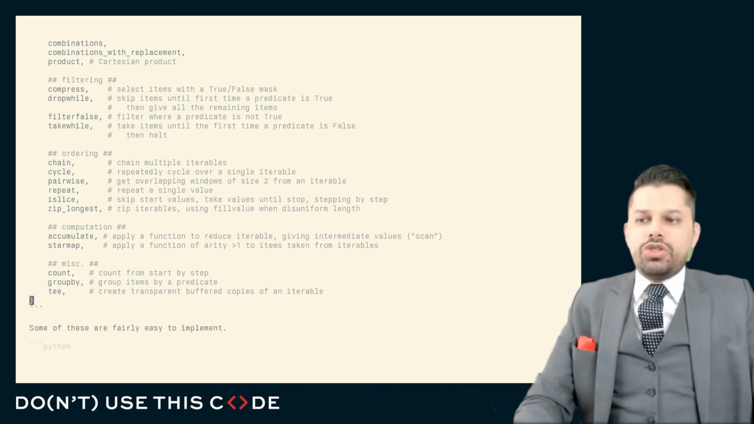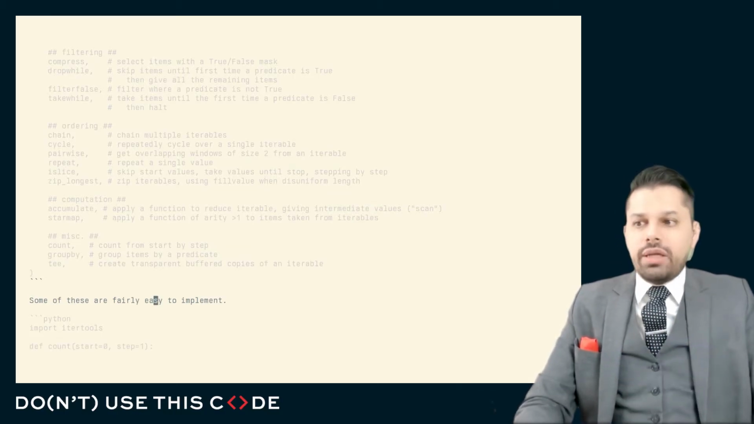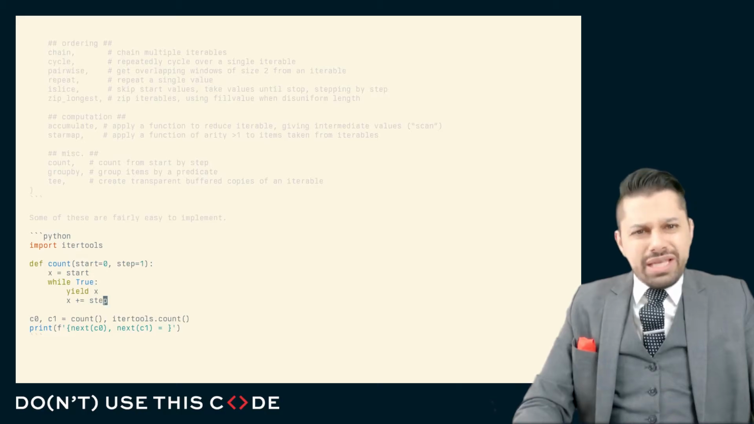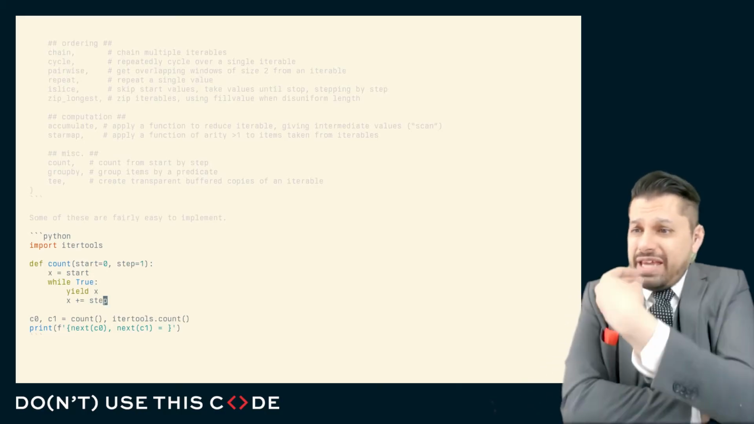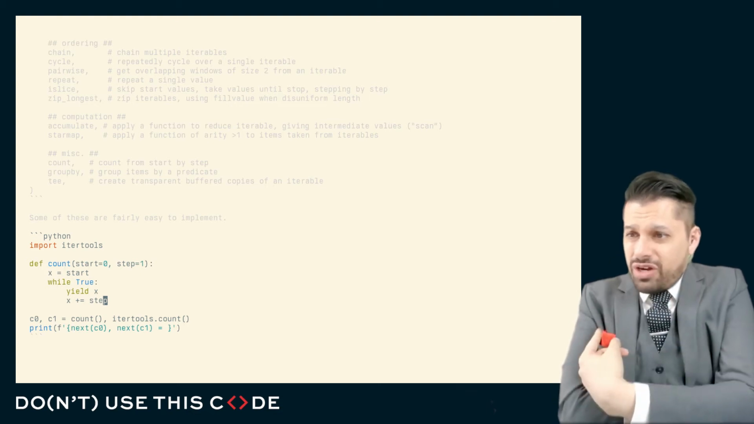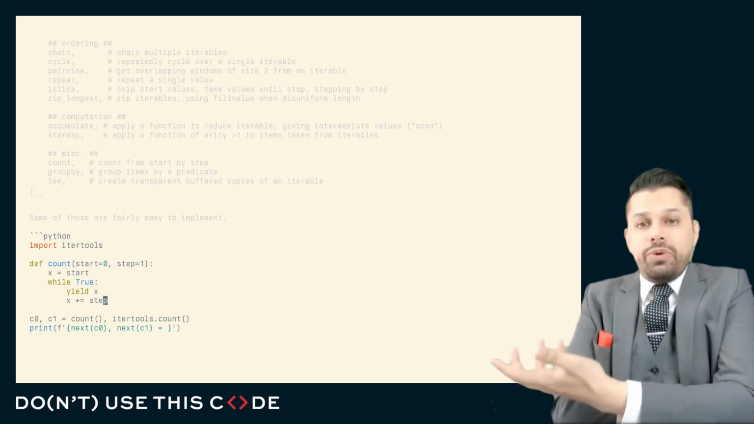Well, our goal is to re-implement all of these, and to re-implement these in pure Python to whatever degree we can. And it turns out that some of these are very easy to implement in pure Python. Count is just an infinite loop where we're just yielding the value over and over and just incrementing by one, or if we want to take into account the step, increment with the step.